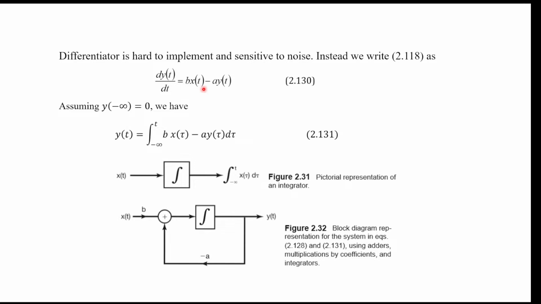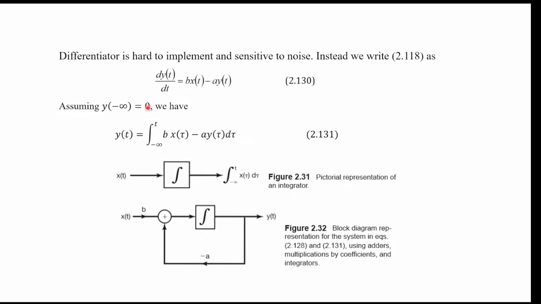So we write dy/dt equal to, so we put the dy/dt on one side and have everything on the other side. Okay, bx(t) minus ay(t). Then we assume initial rest, so we assume y(minus infinity) equals 0, and then we integrate both sides. This side becomes y(t), and the other side is the integration of bx(τ) minus ay(τ). Sorry, it's off topic, because the t is the upper bound here.